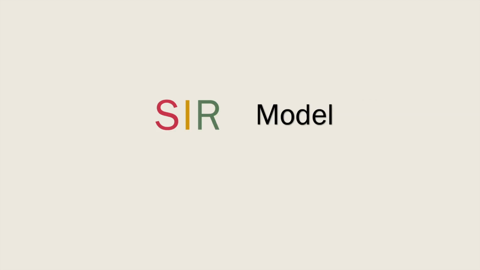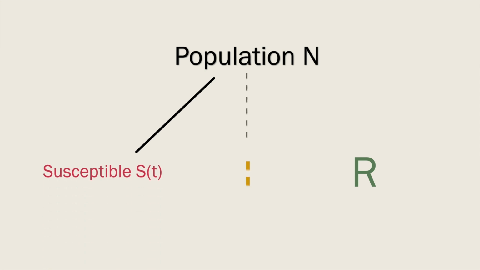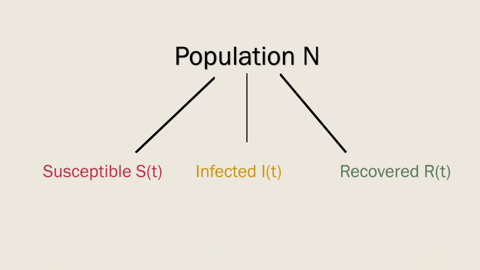The SIR model is used to predict the spread of a contagious disease within a closed population. Let's say that we have a population N, and we separate those N people into three different groups: susceptible, infected, and recovered. When we add the number of people in each group, it should sum up to N.